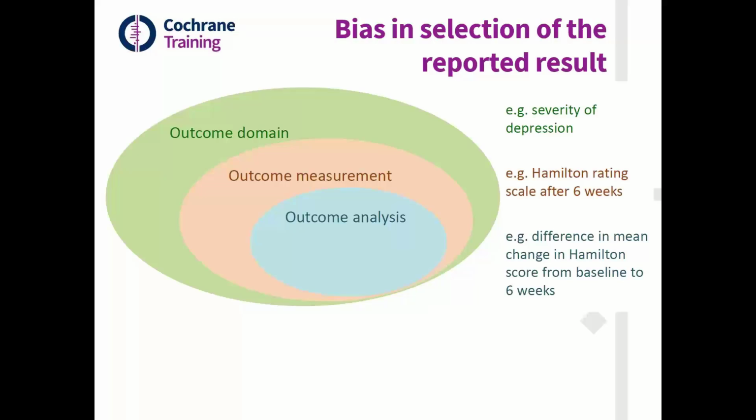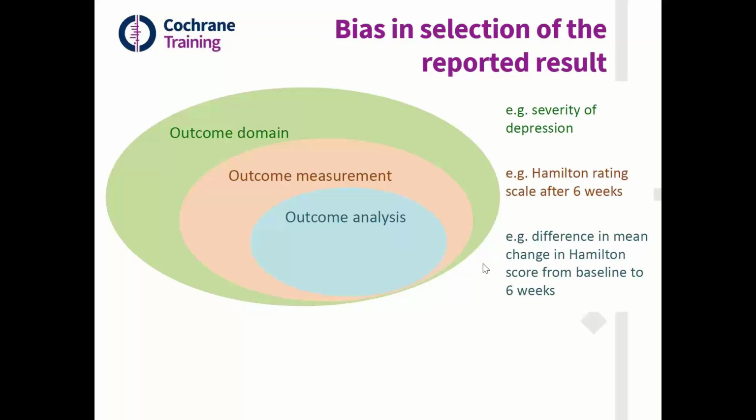And the particular outcome domain may be measured in a particular way. So our severity of depression may be measured using the Hamilton rating scale after 6 weeks. So that's what we call the outcome measurement. And then in order to estimate the effect of that particular outcome measurement, we have to analyze the data, and we might choose to analyze the data as the difference in mean change in the Hamilton scores from baseline to 6 weeks.